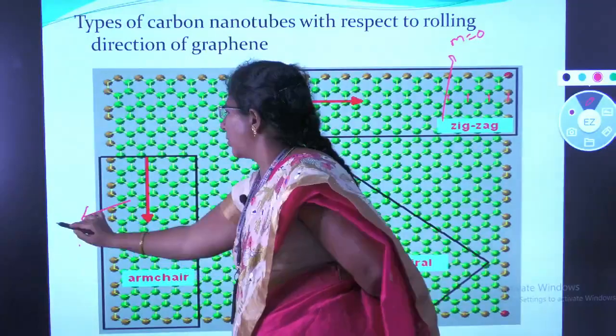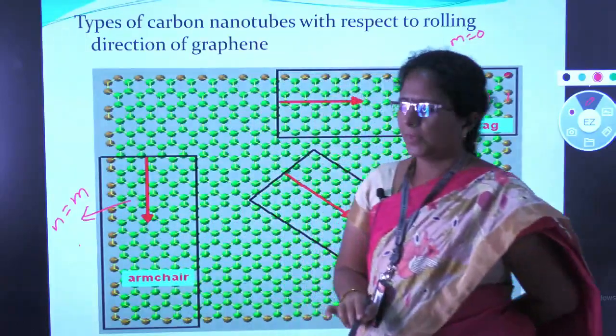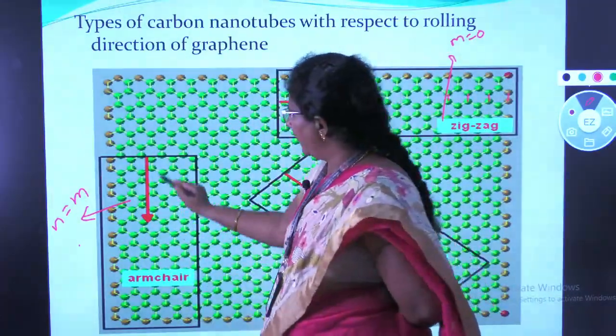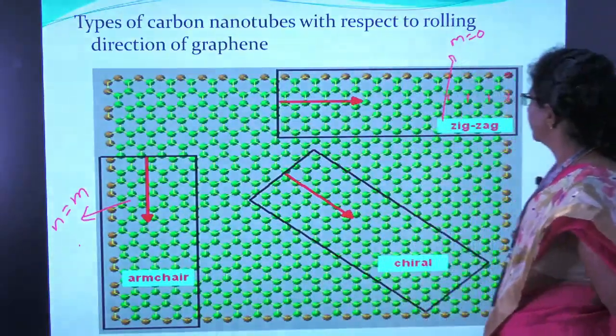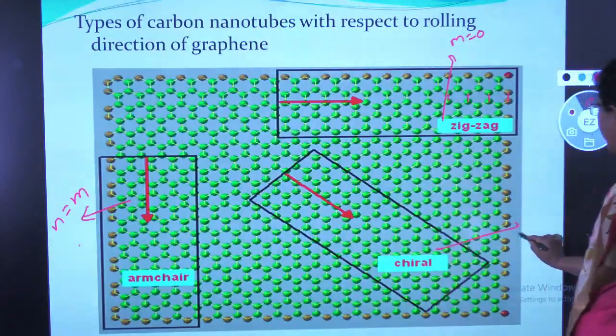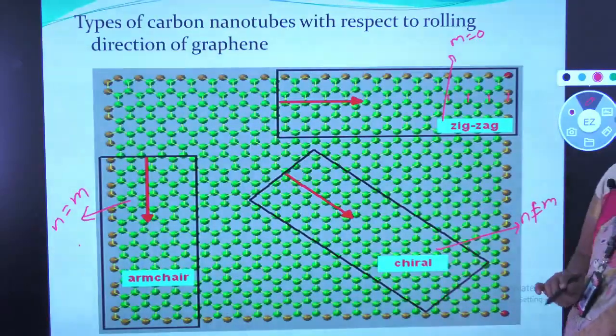And coming to the armchair, this armchair structure is possible when n is equal to m. Here the lines of the hexagons will be parallel to the axis of the nanotubes. And this chiral is possible when n is not equal to m. Here twisting of the bonds will be taking place.